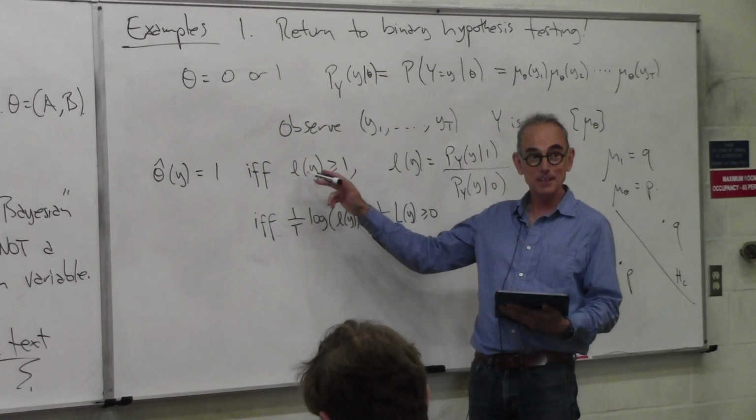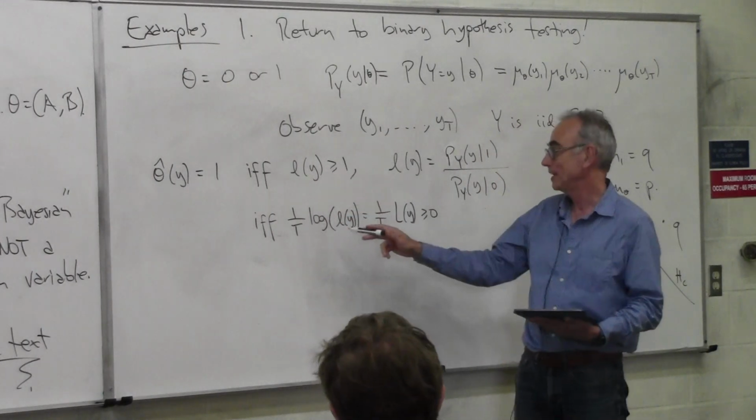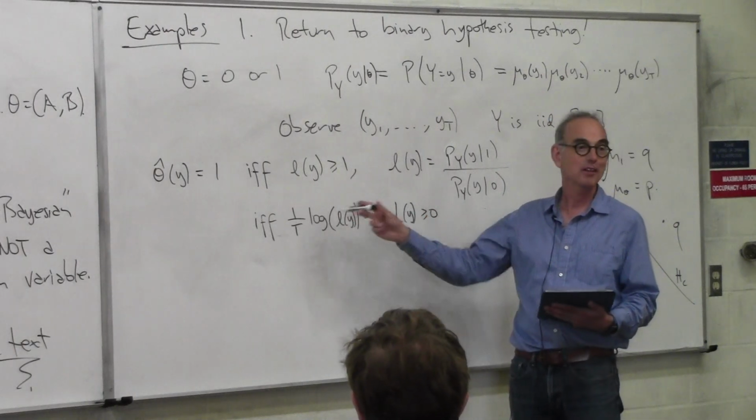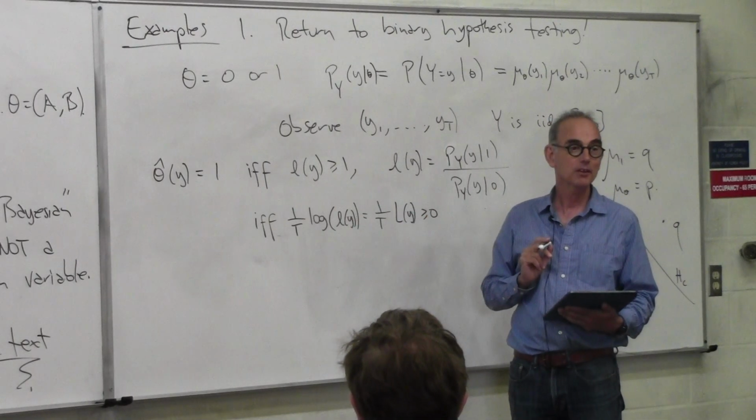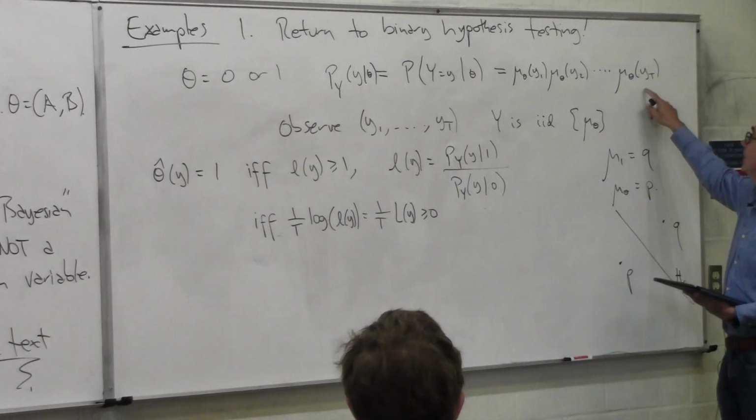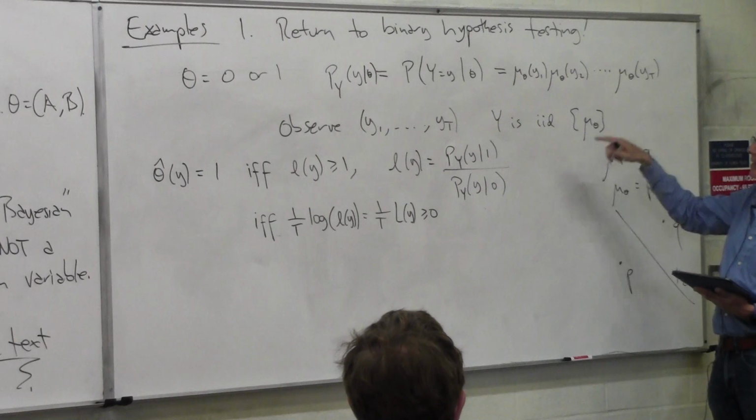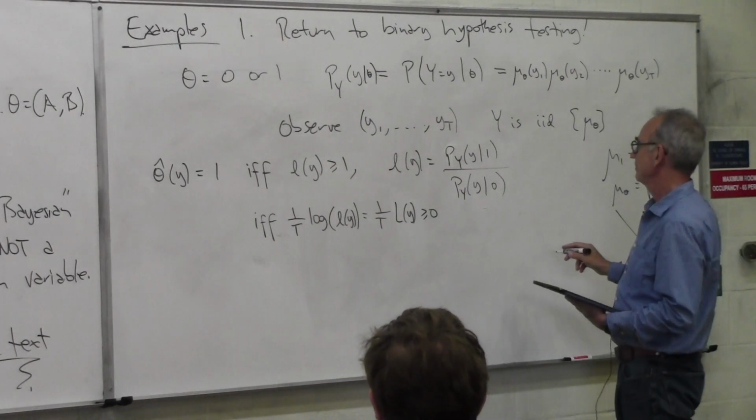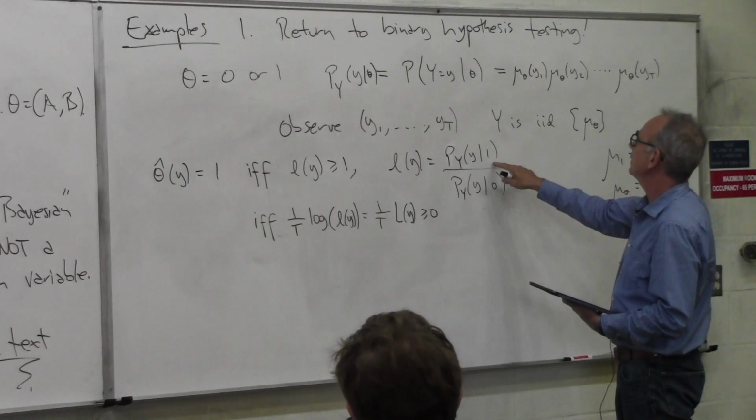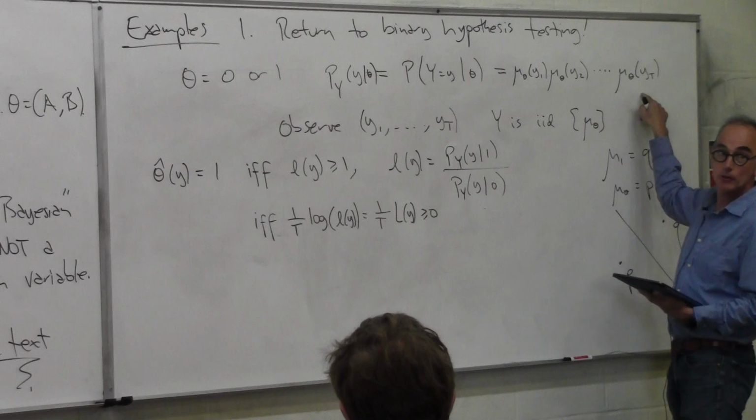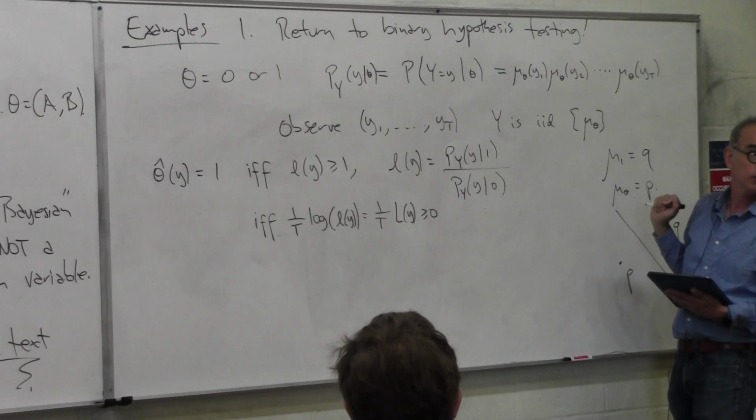So saying that little L of y is greater or equal to 1 is the same as saying that its log is greater or equal to 0. And I can divide both sides by t. As you'll see, that's a good idea, because what's the log of the likelihood ratio? I've got this is a product with 1s, and this is a product with 0s. So I get a product of the likelihood ratios.